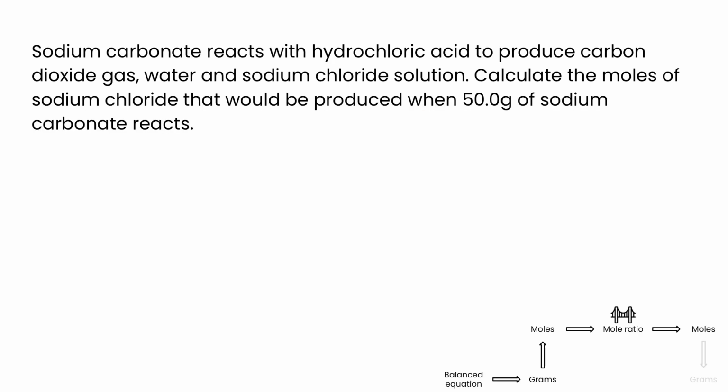So we have sodium carbonate reacting with hydrochloric acid to produce carbon dioxide gas, water, and sodium chloride. We're asked to calculate the moles of sodium chloride produced when 50 grams of sodium carbonate reacts. So let's just take our handy dandy highlighter and highlight, let's use blue, what we're looking for. So we're looking for moles of sodium chloride, and then we are given 50 grams of sodium carbonate.